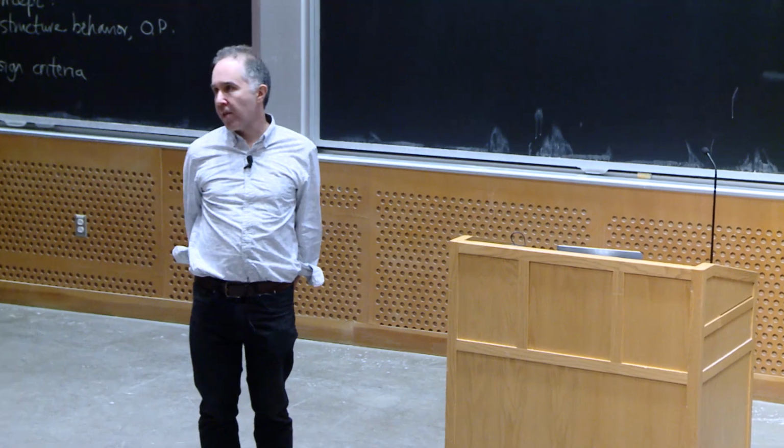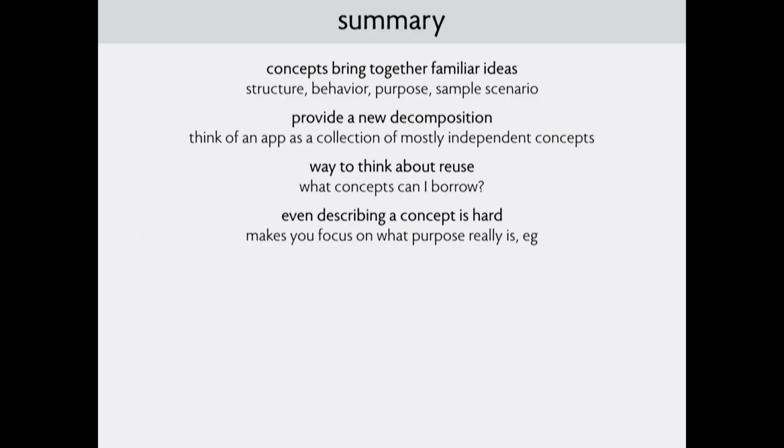concepts really bring together just a bunch of familiar ideas, right? You've really seen all these things before. You've seen certainly structure in terms of data models. You've seen behavior before this class. The idea, maybe not this idea of describing the behavior of a system in terms of actions on a data model, but that's a very common idea in computer science. The idea, of course, of having a purpose, and the idea of a sample scenario. But what makes concepts interesting is that they put these together and they focus on these relatively simple things and get you thinking about what they really are and how they interact with each other.